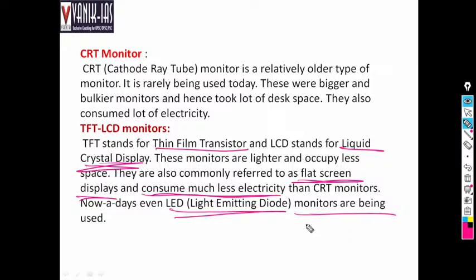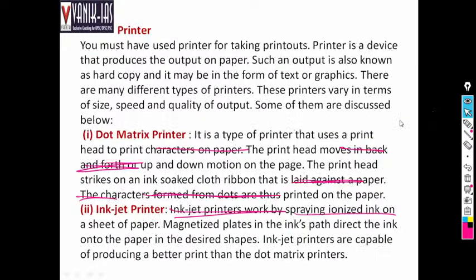So we know that thin film transistor, liquid crystal display, or light emitting diode monitors are also called flat screen monitors. These monitors are output devices.